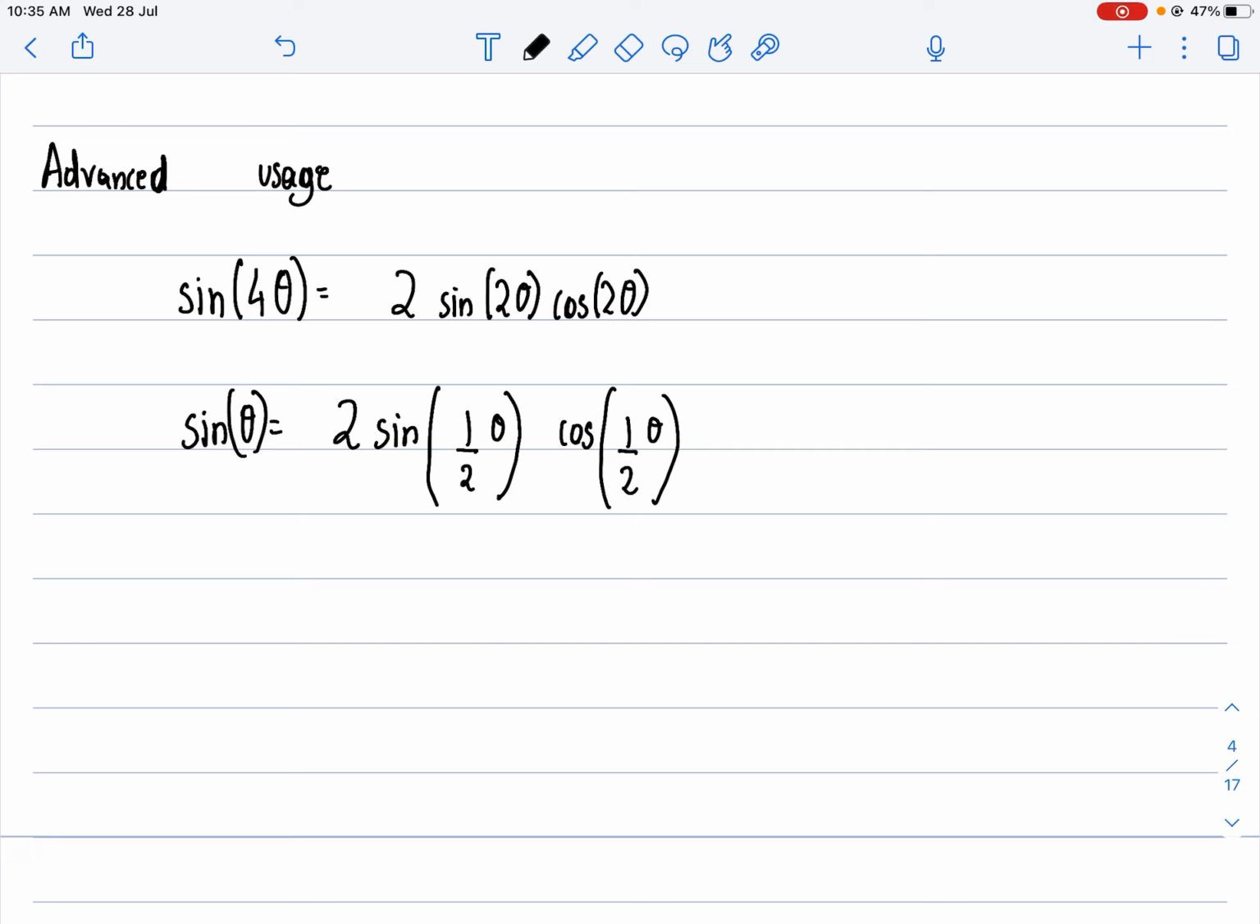Okay, this is not only used in this chapter, it's even used in differentiation. It's mainly even used in integration. So it's very important to understand these conversions.